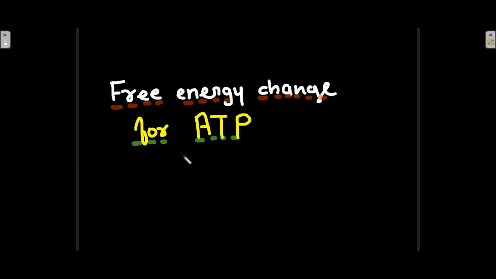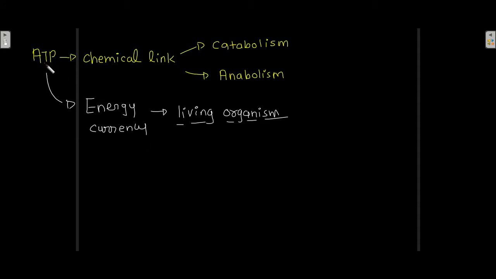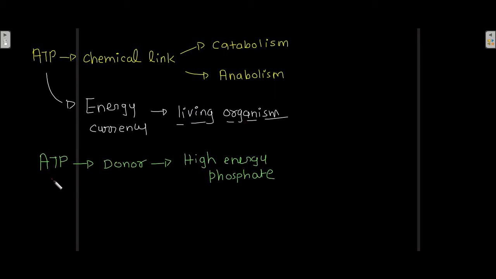Free energy change for ATP. Now ATP is the chemical link between catabolism and anabolism. ATP is the energy currency for living organisms. ATP acts as a donor for high energy phosphate. Okay, high energy phosphates. These are the things which are donated by ATP.